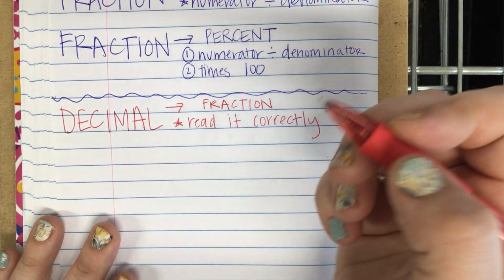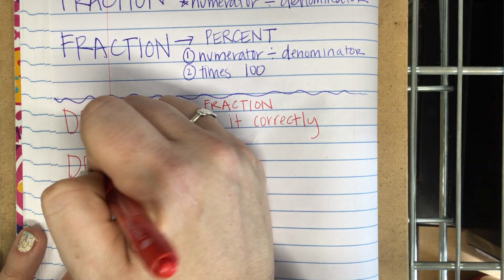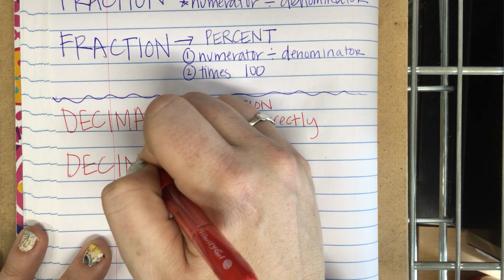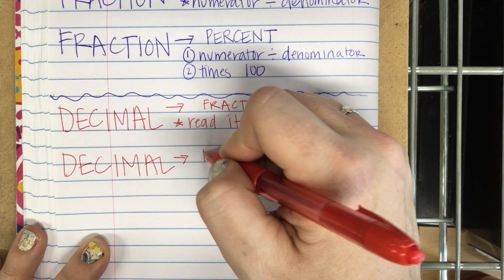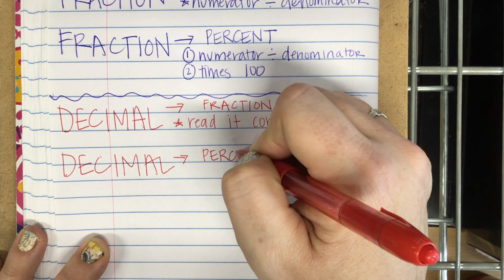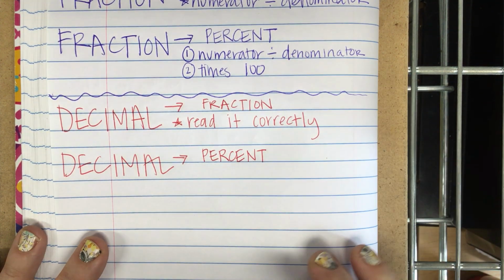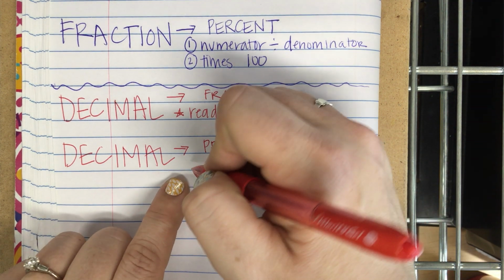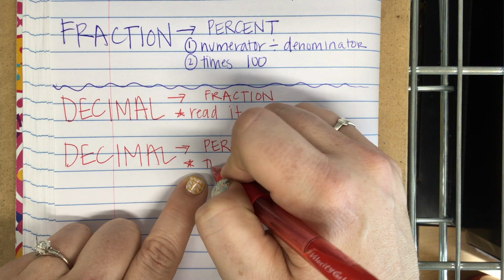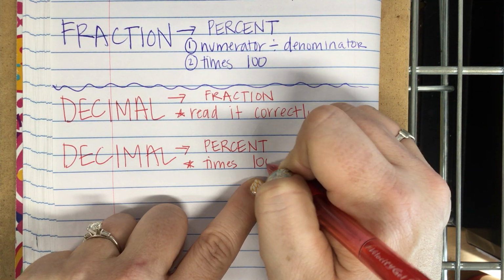If you have a decimal, can you take that decimal and make it a percent? If you have a decimal, can you change that decimal to a percent, Landon? How? Times it by 100. You multiply it by 100. Always? No matter what? Always.